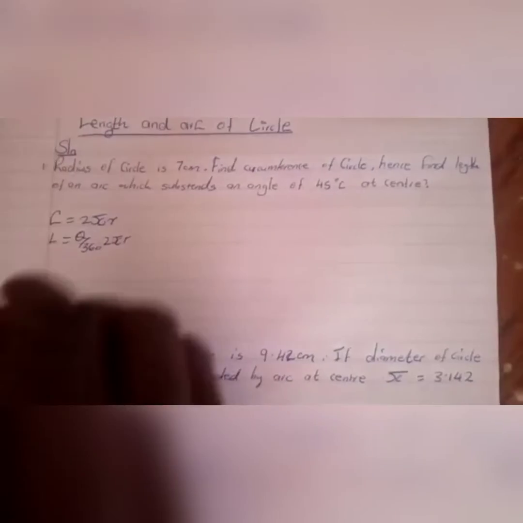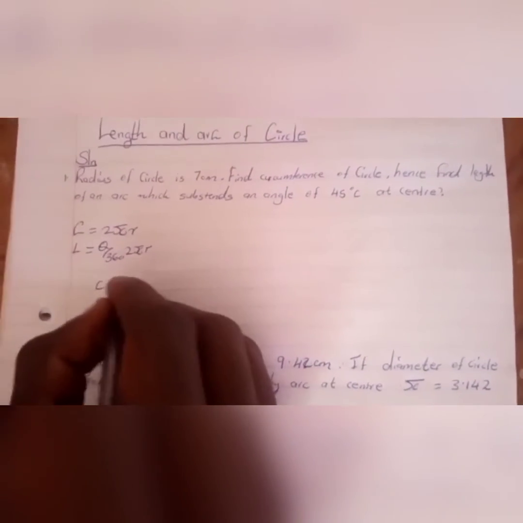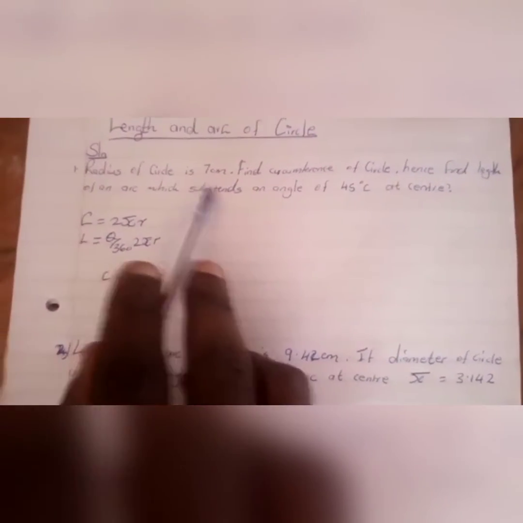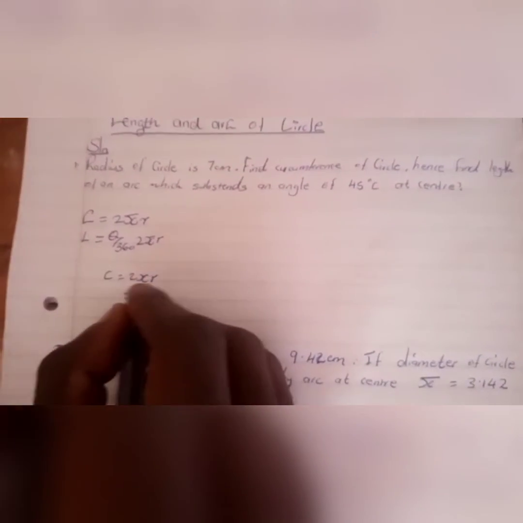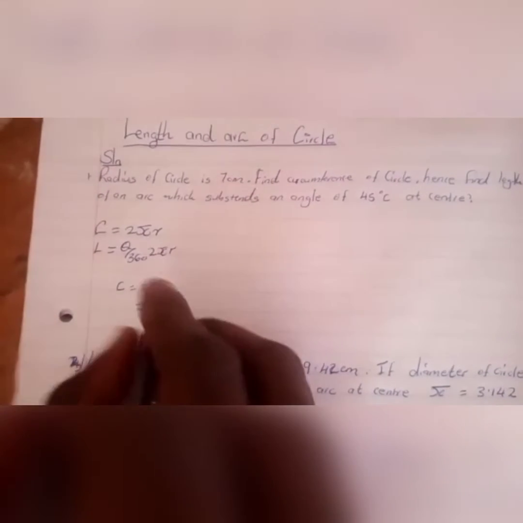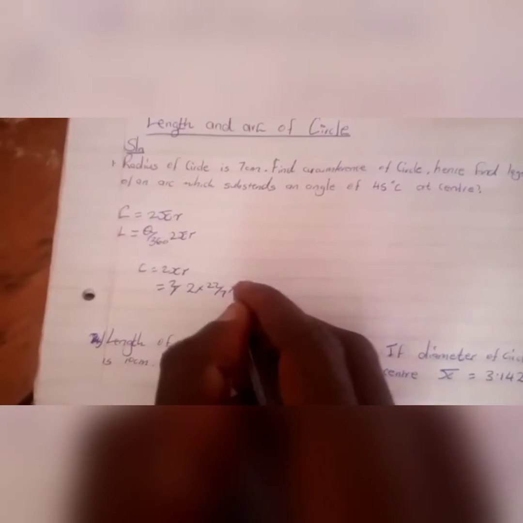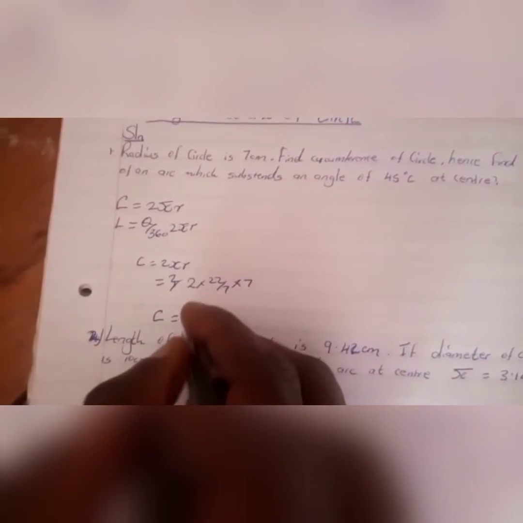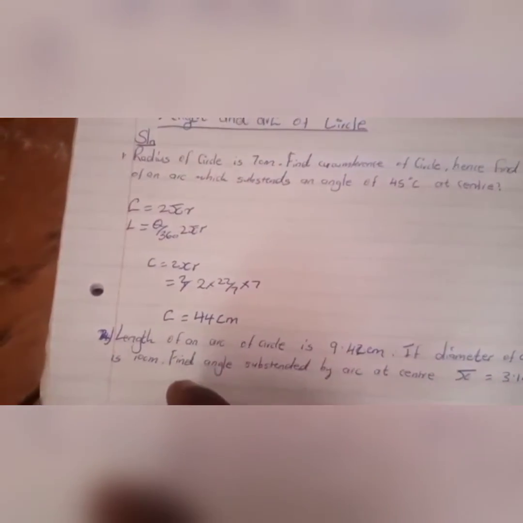Okay, so let's start with finding the circumference, C is equal to 2 pi r, and we go ahead. We are not given pi, then we take pi to be 22 over 7, so it will be 2 times 22 over 7 times radius, which is 7. Okay, so when we multiply that, the circumference will be 44 centimeter. Okay, now we have the circumference.